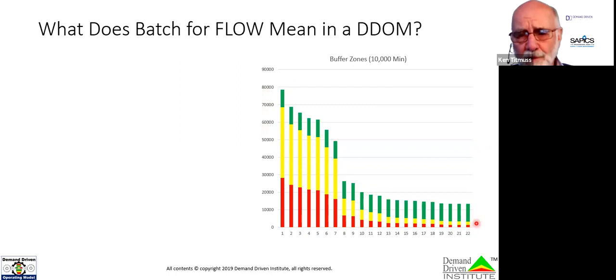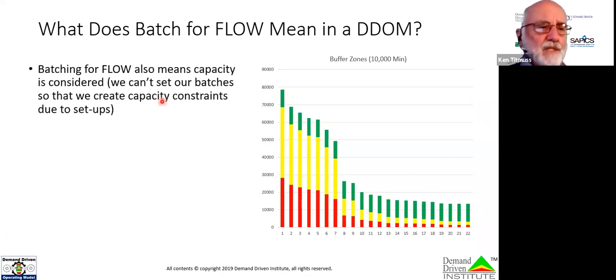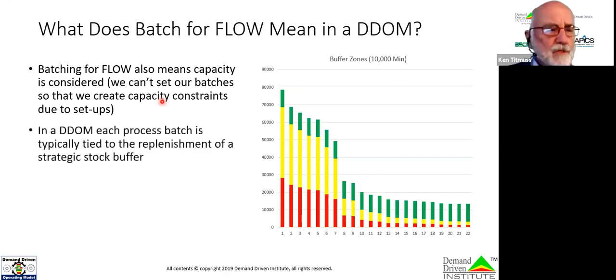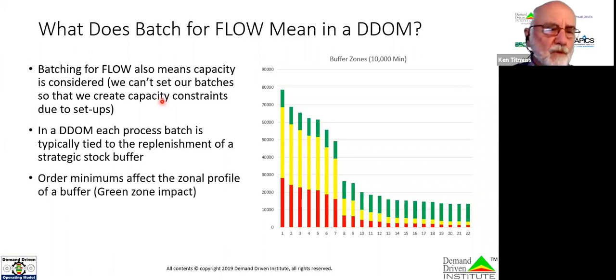But if you come down the bottom end here to item number 22, it's got a massive green zone compared to the requirements. So batching for flow also means capacity is considered. We can't set batches so that we create capacity constraints due to setups. In a demand-driven operating model, each process batch is typically tied to the replenishment of a strategic buffer, and order minimums affect the zonal profile of a buffer. So these buffers don't look very balanced. The sizes in the zones are not very similar, and the same down here.